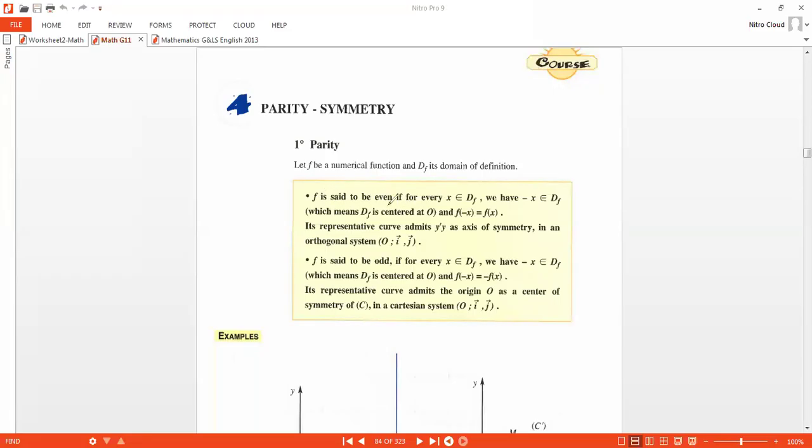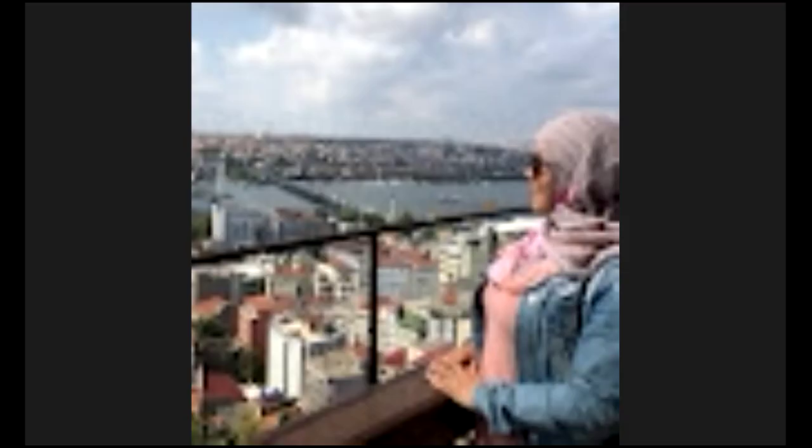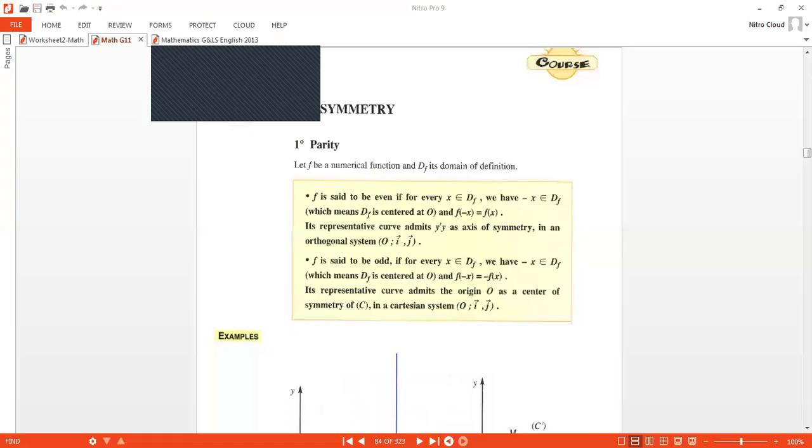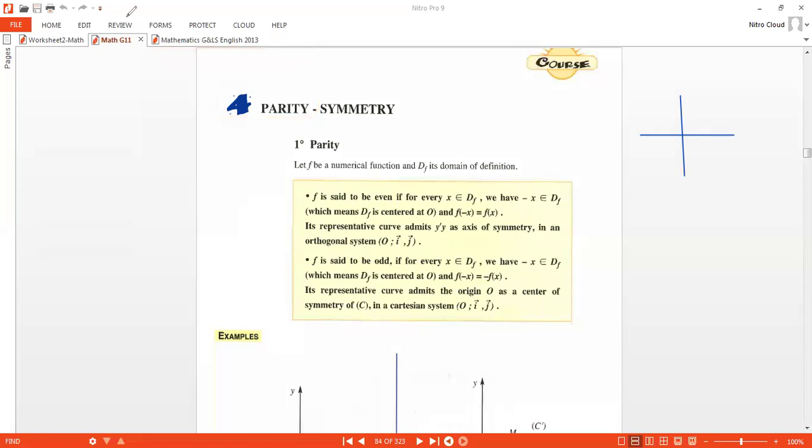So f is said to be even. When I say that a function is even, we have f of minus x equal to f of x. So f of x equals f of minus x, this function is even, and it admits the y-axis as an axis of symmetry. What I'm trying to say is that if you have an even function, it's enough to draw part of the function, then the other part will be symmetrical according to the y-axis.